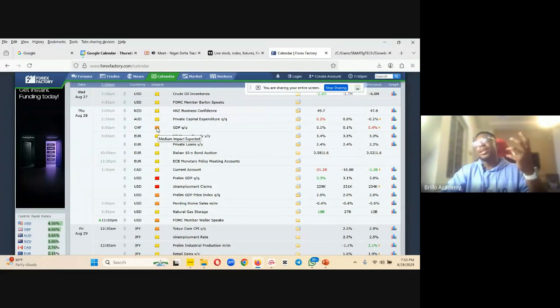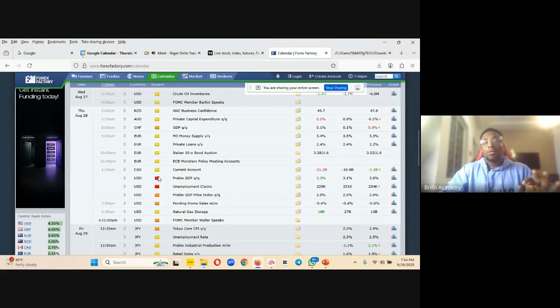But the one we are looking out for as a trader is the high impact news, the one with the red folder, right? This one has high impact on the particular pair. You see volatility in the market. The market starts dropping very fast, or it starts rising very, very fast. Okay, so that is it.